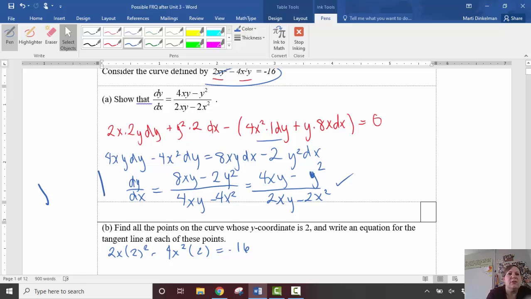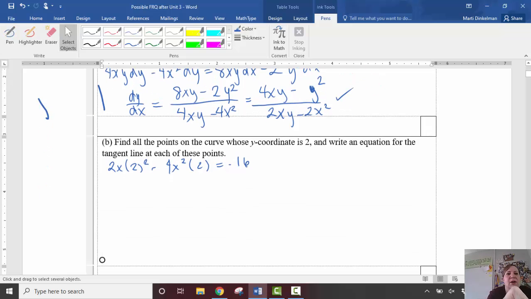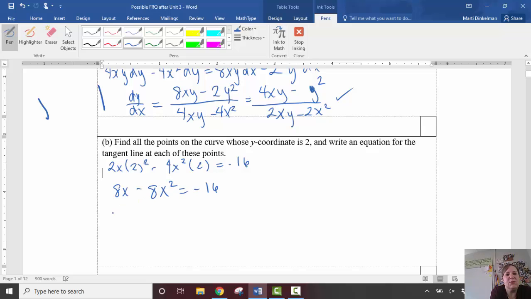I forget that it's a little bit different than OneNote. Okay, so on here then, as we continue, we're going to have 8x squared. Nope, that's 8x. All kinds of interesting things I'm doing today. 8x minus 8x squared equals negative 16, so we just need to solve this. I'm going to move the 8x squared minus 8x over here, and factor out the 8.